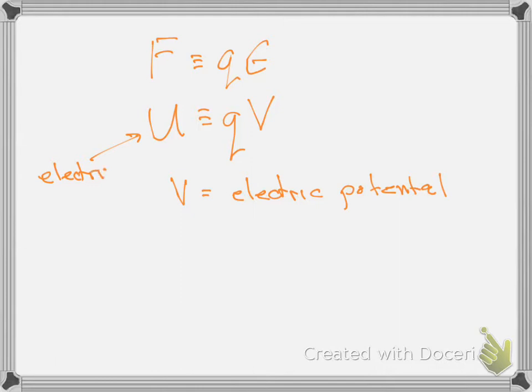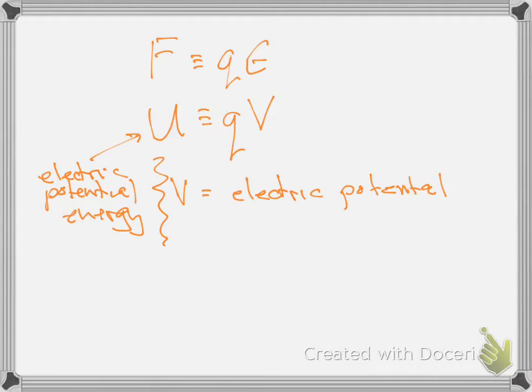So if we're talking about electricity, this is electric potential energy. The terminology here can be very confusing, so you've just got to know it. You've got to remember it. You've got to learn it. That U is electric potential energy. V is electric potential. Now, very similar names, but different quantities.